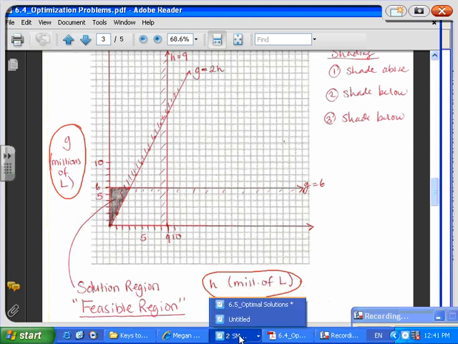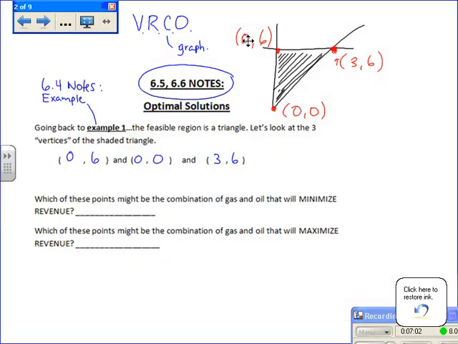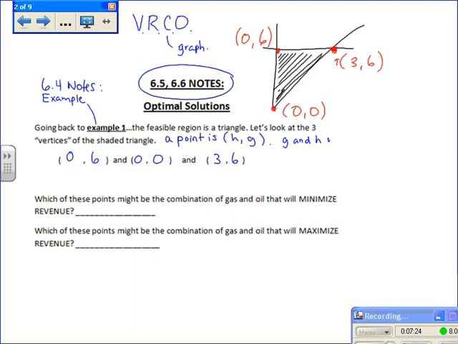So if we come back to our notes, I'm just going to write that above for myself to keep it organized. Remember that a point on the graph is written with H first, which is the same as X, and then G. And we should also make a note to ourselves that G and H were in millions of liters.